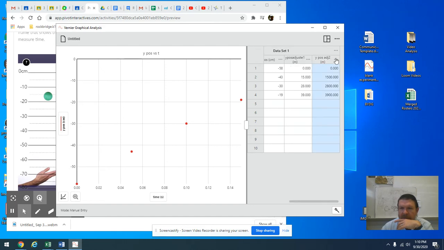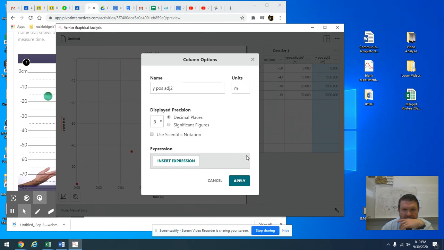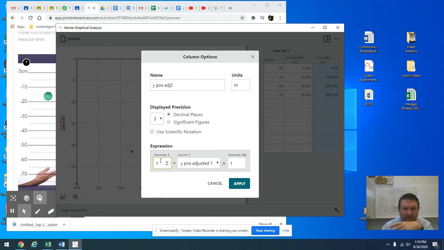That's wrong. Should divide by 100. Column options. Here we go. So delete that. What I need to do is x divided by a. I guess I just need to multiply by 0.01. There, that should do it.